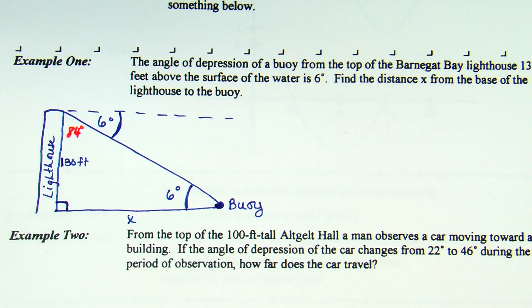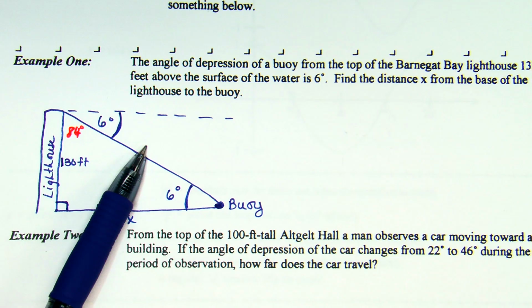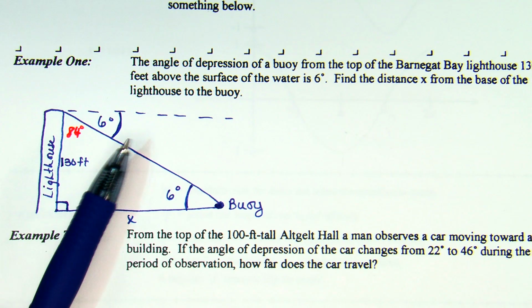Okay. I'm going to argue we can't use anything with sine or cosine. Why can we not use sine or cosine here? We never know a hypotenuse. We're not trying to find a hypotenuse. So you're going to have to use some kind of tangent or cotangent thing.